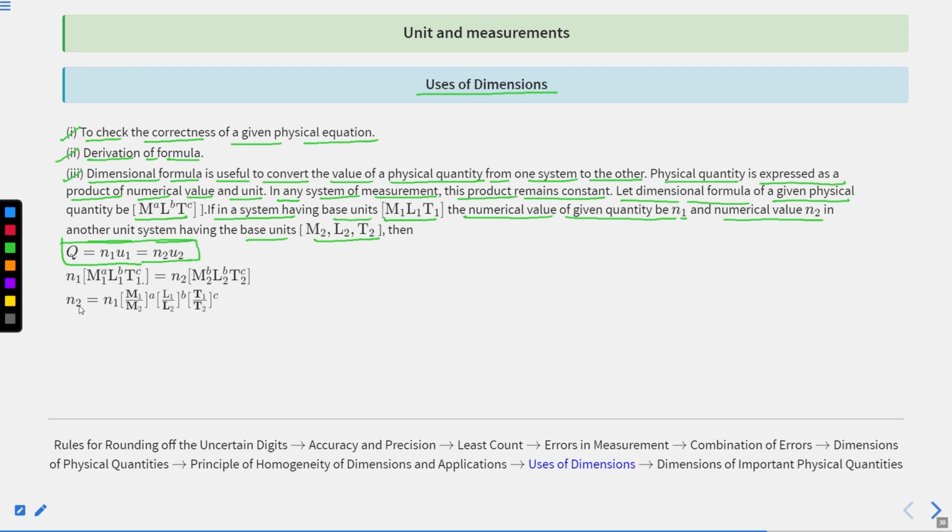Clear? Then we can calculate n2 by using this. Putting all the values in this: n1 u1 equals n2 u2, that is n1 [M1^a L1^b T1^c] equals n2 [M2^a L2^b T2^c]. Then n2 is n1, and a is the power, b is the power and c is the power. Clear? Using this concept, we can calculate the dimension formula of another quantity.